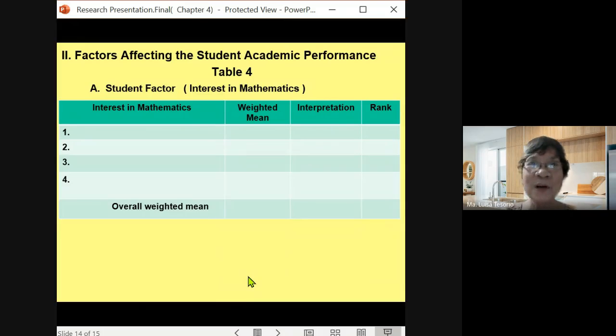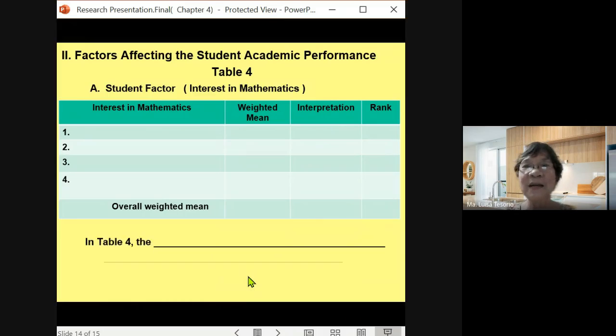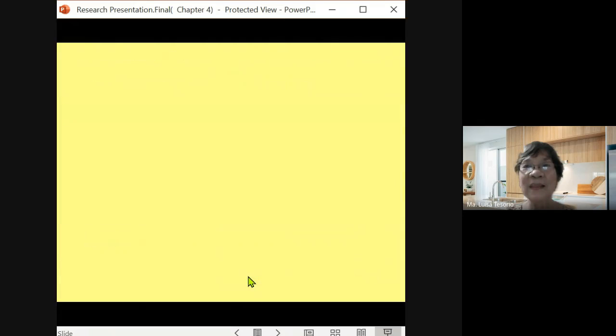Any questions so far? Is that table 4 very clear now? Can you make your own computation later on? Okay, yes.